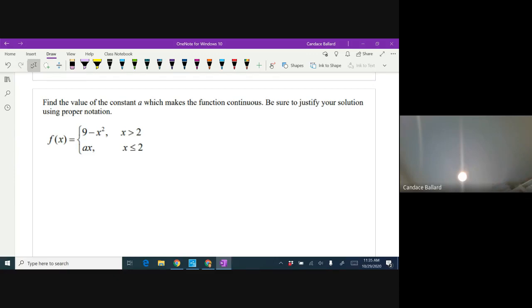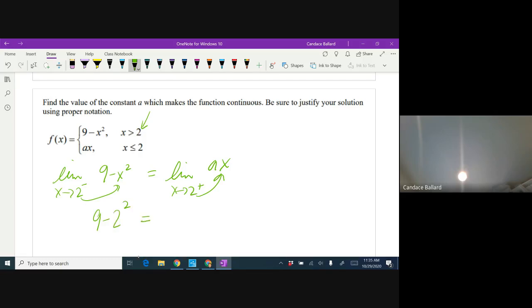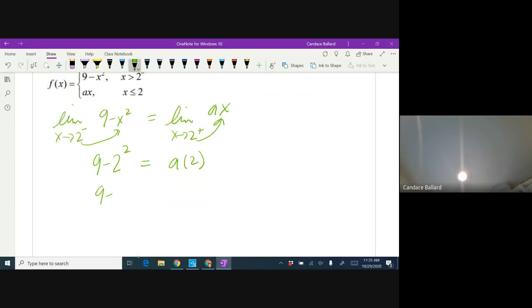Technically, what we need to do is, if it's continuous, we know that the right and the left-hand limits are equal. So I would write the limit as x is approaching 2 from the left of 9 minus x squared equals the limit as x approaches 2 from the right of ax. I'm now going to plug in my 2's into the x's. So 9 minus 2 squared equals a times 2. 2 squared is 4, and then we get equals 2a.